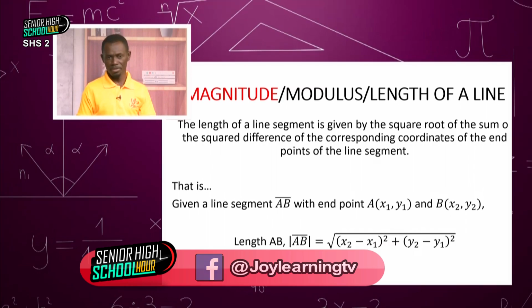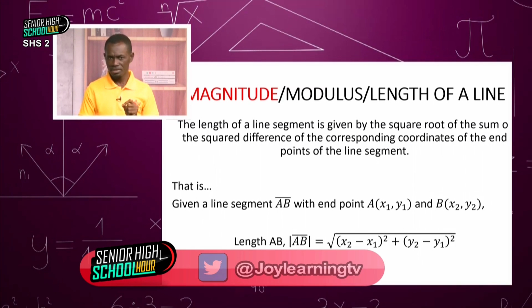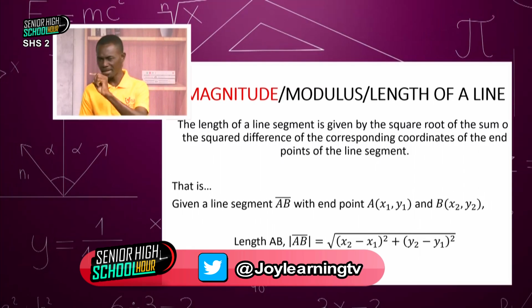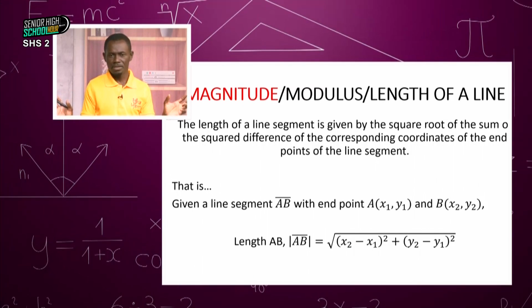Don't commit it to memory. Just remember that x2 minus x1, I'll square it. y2 minus y1, I'll square it. Remember, I'm saying y2 is actually supposed to be y subscript 2 and x subscript 2, etc. But for convenience, let me call it x1, x2. All right. And when I have squared the differences, I sum them, I add them. And whatever I get from that summation, I find the square root.